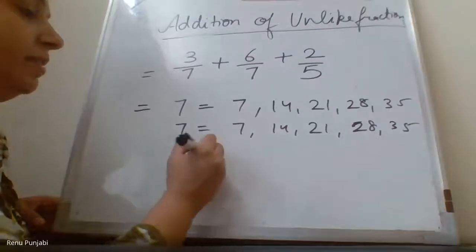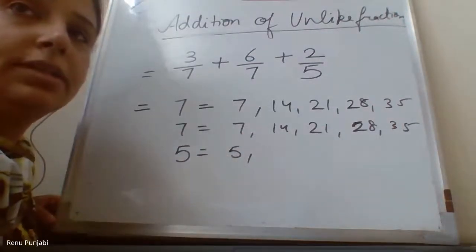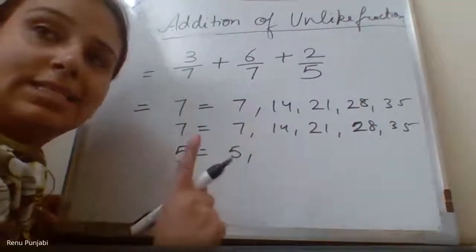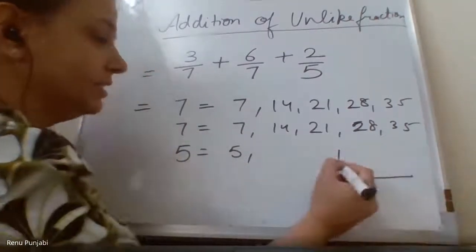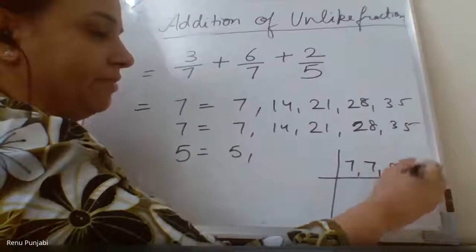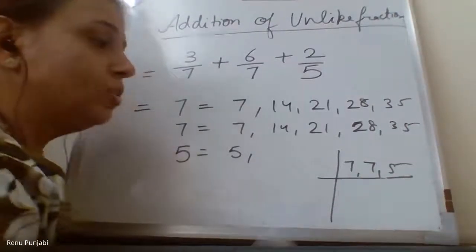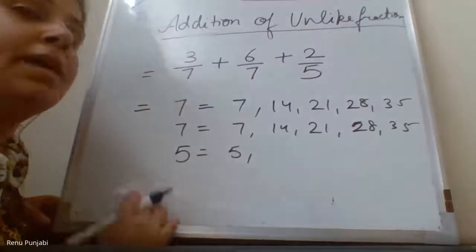We write the multiples of 5. 5 ones are 5. There are two methods of calculating the LCM. One is the division method, which you take like this: 7, 7, 5. If you remember, we have done this in grade 4. This is also one method, and this is also one method of writing the multiples.